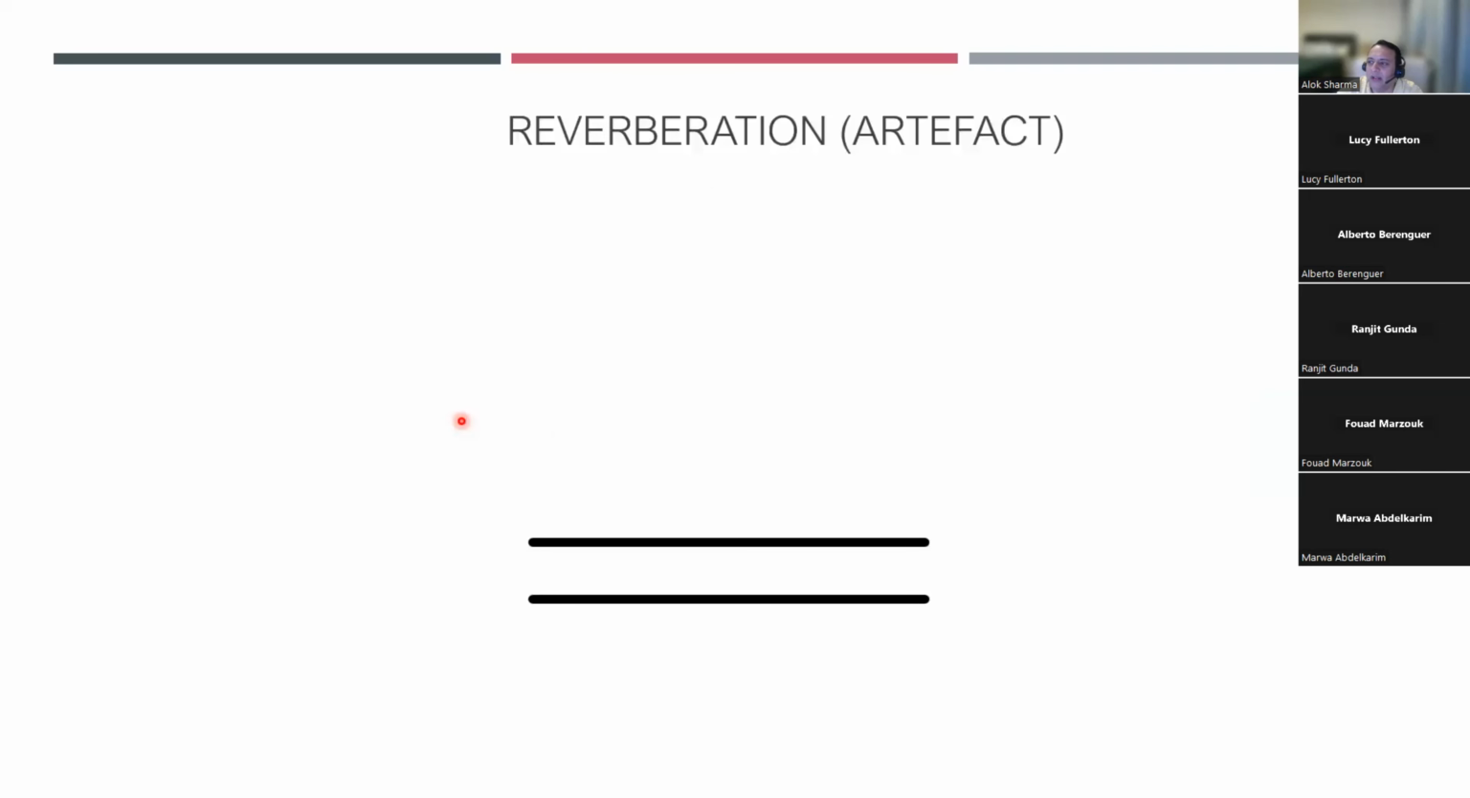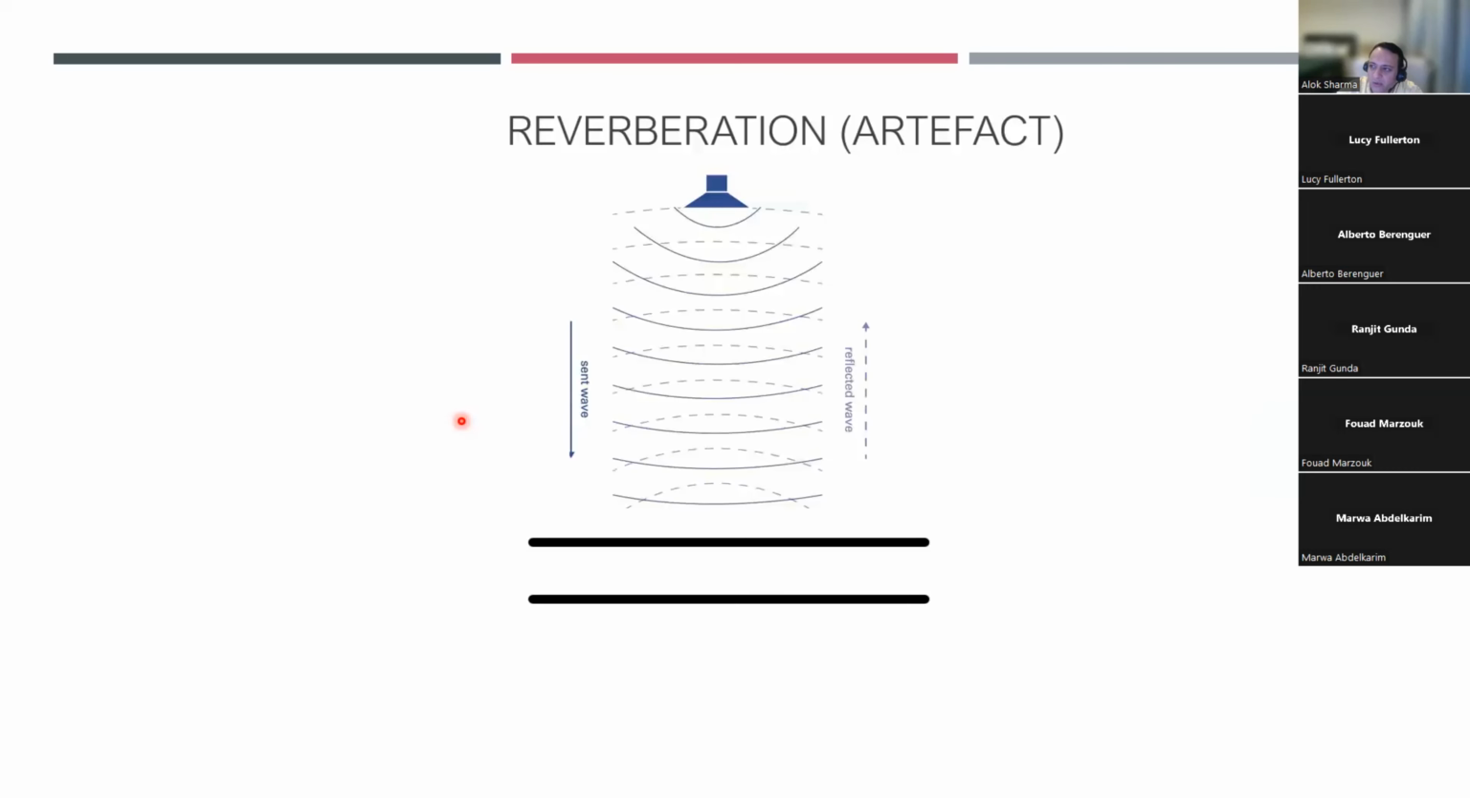Now, what happens in reverberation? In reverberation, you have sound waves coming from the transducer. They then hit a structure and the energy interacts with that structure. And if you look at it, that structure then moves. This concept of the structure moving is called reverberation.